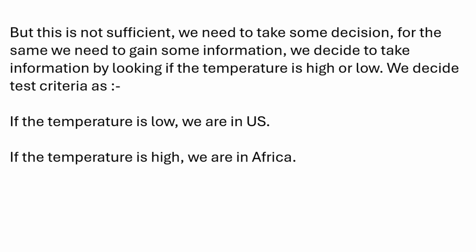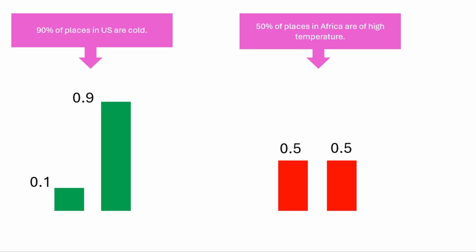Now, after having decided this test criteria, we need to know some general figures. They are as follows. The information in front of us says that 90% of the places in the United States are cold and 10% of the places in the United States are warm. That is in terms of probability: the probability of a place in US to be cold is 0.9, whereas the probability of any place in US to be warm is 0.1.